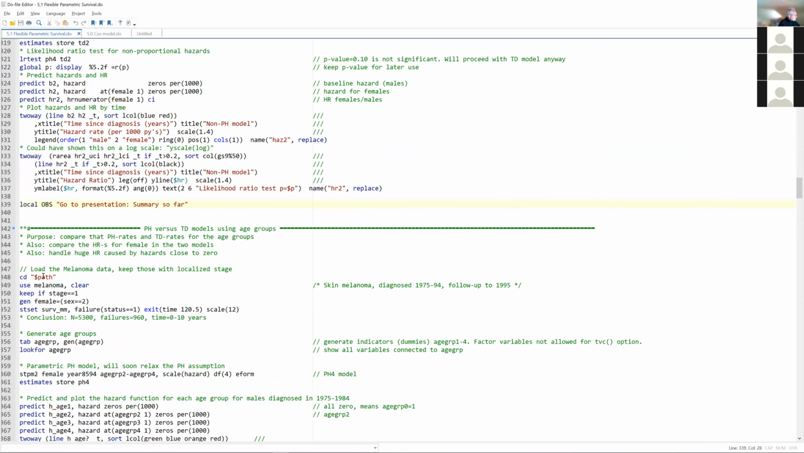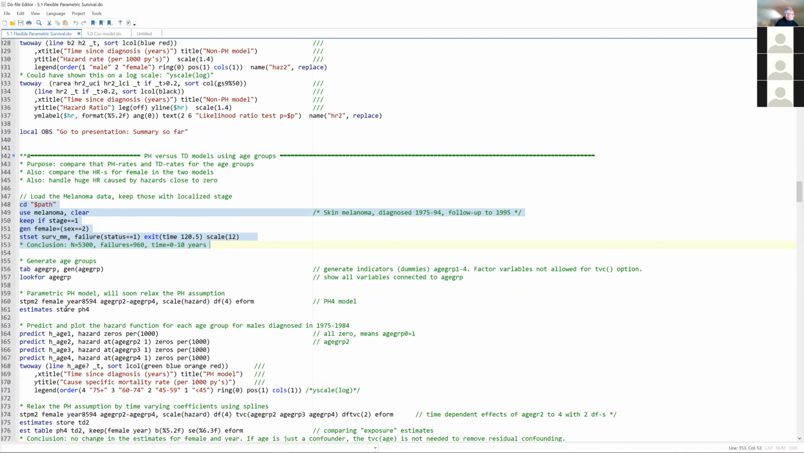So now I am using the same melanoma data as before. Let's just run it again. Now I have a variable called age group, and I'd like to put in age group with a time varying coefficient. Then I need dummies for that one, because the model doesn't allow this i dot notation. So doing a tab of this one and saying generate age group will make new dummy variables for us.